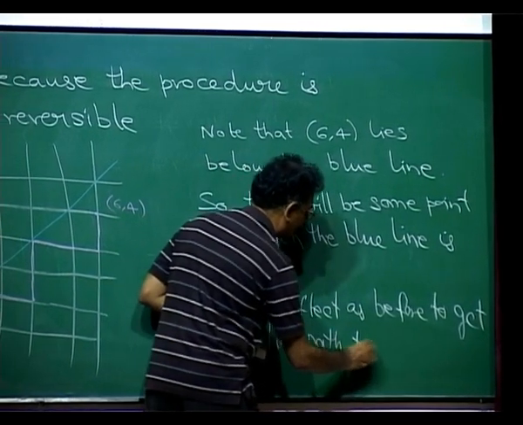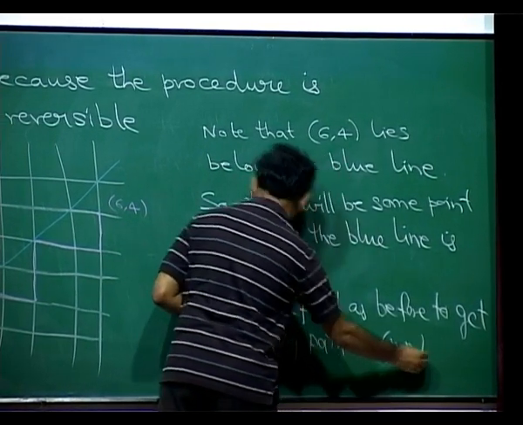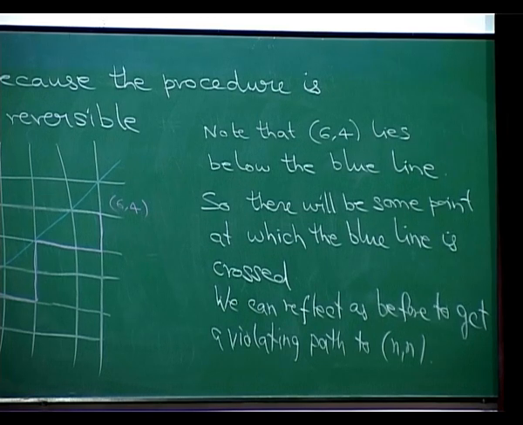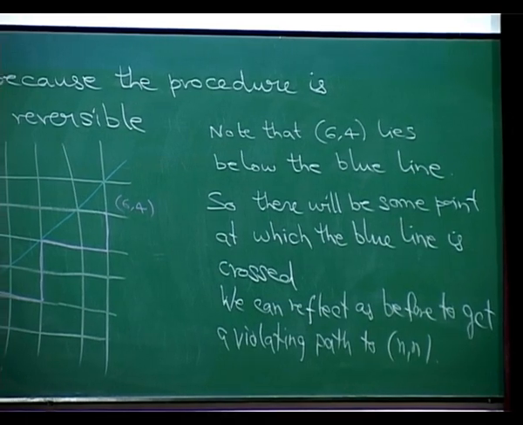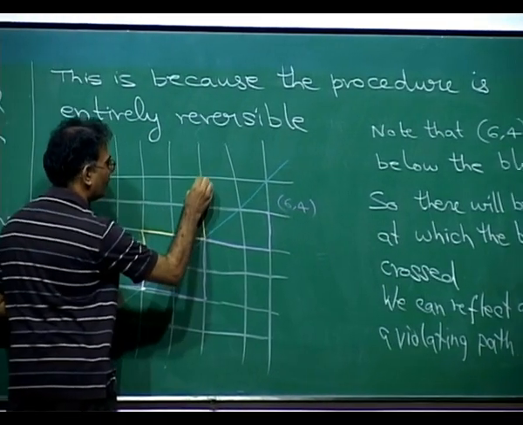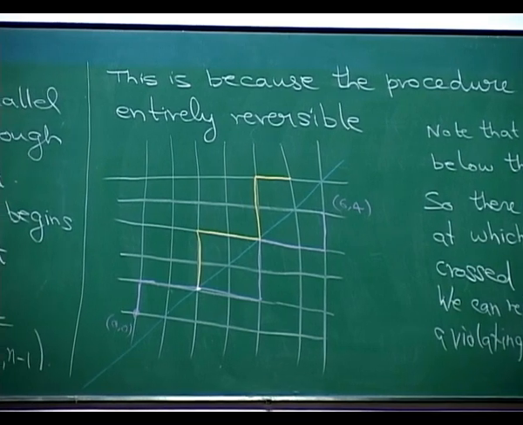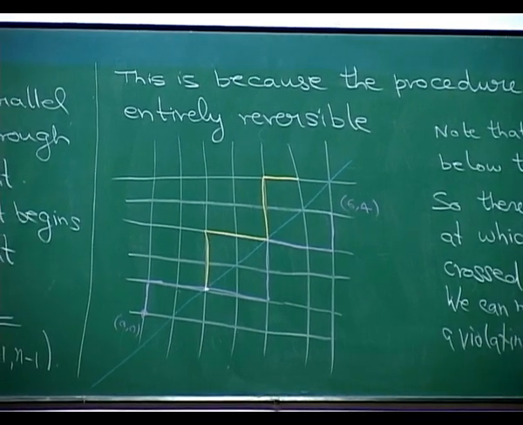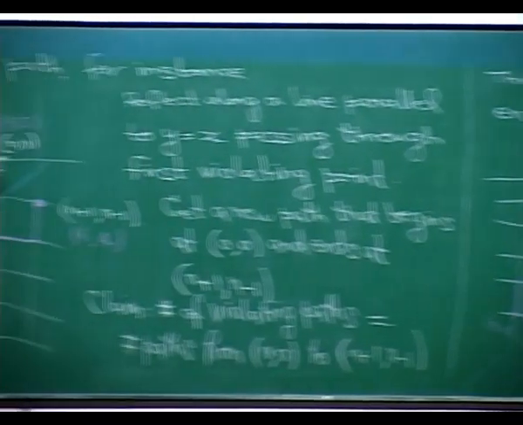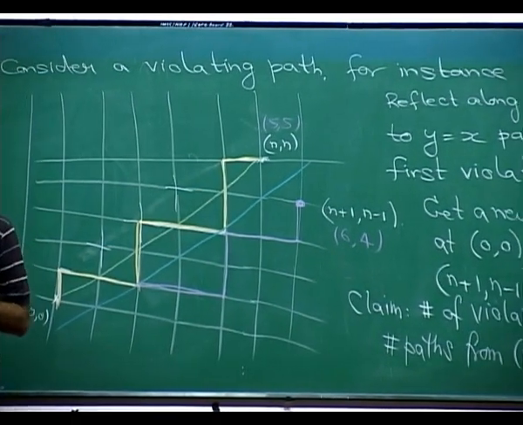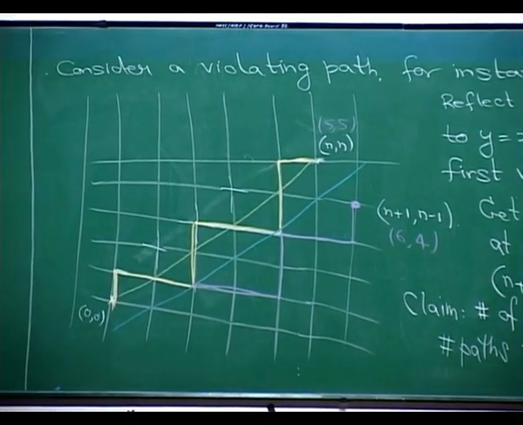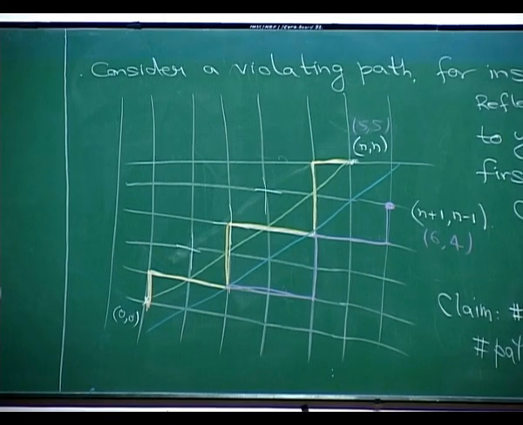So reflect this and you get back your original path exactly. If you reflect it from here, it will go this way, this way, this way, this way. And that was the original path, right? The original path went 1, 2, 2, 2, 2, 1. That's exactly that path. So this procedure is entirely reversible in all cases.